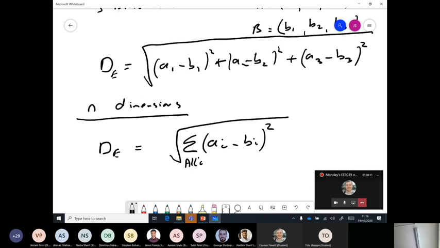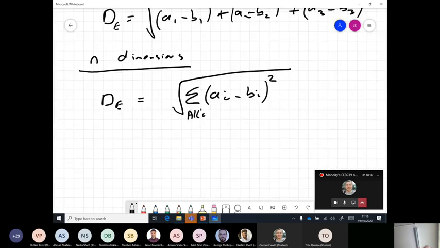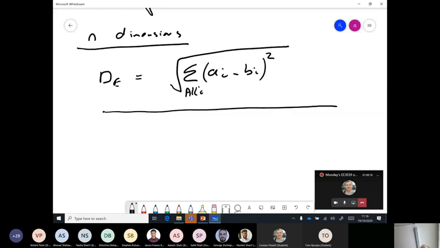And that distance can be calculated for any i. 3 dimensions, 30 dimensions, 300. We've got a mathematical way of calculating distance. Okay, so there's a distance formula for multidimensional vectors. Now, let's take a very simple case of binary patterns. That is 1 bit per pixel.